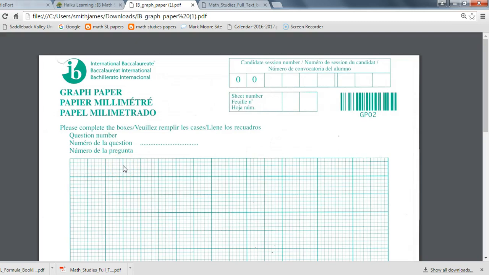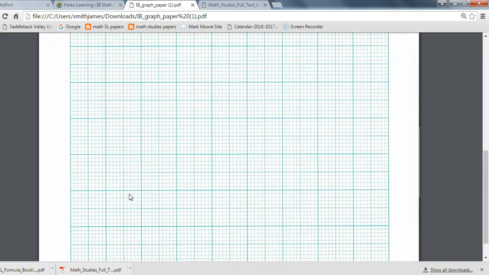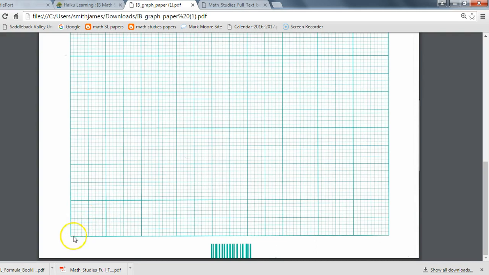So they might say something like, on the x-axis, let 1 centimeter represent 10 items, and so this would be 10, 20, 30. And they might say, let 1 centimeter on the y-axis represent 5 units. And so again, I'd be counting by 5, 10, 15. And again, when you do use this graph paper, you don't have to start in the corner. You don't have to make this 0, 0. You can create it anywhere on the page.